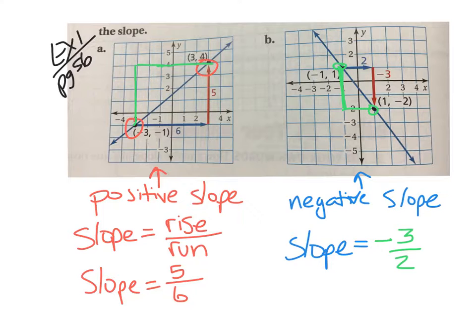If you have this line going this direction, anytime you see this, you're going to have a negative number for your slope. So just understand that, because it's a negative slope. So you always go left to right? Always left to right. Yeah, whenever you do the run on the bottom, you start at the leftmost point and go to the right.